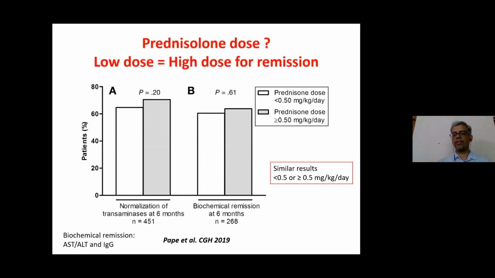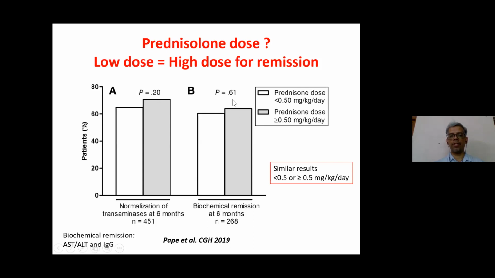The important question, which Professor Saraswat also raised in the introduction, was what dose we use for prednisolone. Prednisolone doses have been a very debated topic. Do you want to give 0.5 milligram per kg? Do you want to give 1 milligram per kg? This was an interesting study which showed two things. One, that the normalization of transaminases at 6 months ranges from almost 50% to around 70% in various studies.